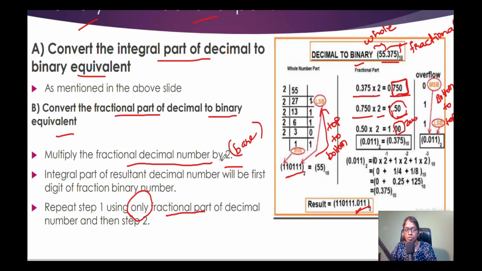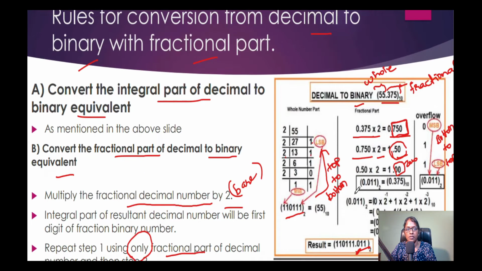So multiply the fractional decimal number by 2. The next step is the integral part of the resultant decimal number will be the first digit of the fractional binary number. So this is the first result of the fractional binary number. Then repeat step 1 using only the fractional part of the decimal number, and then step 2. In this way you are converting from a decimal number to its binary equivalent in the fractional part.